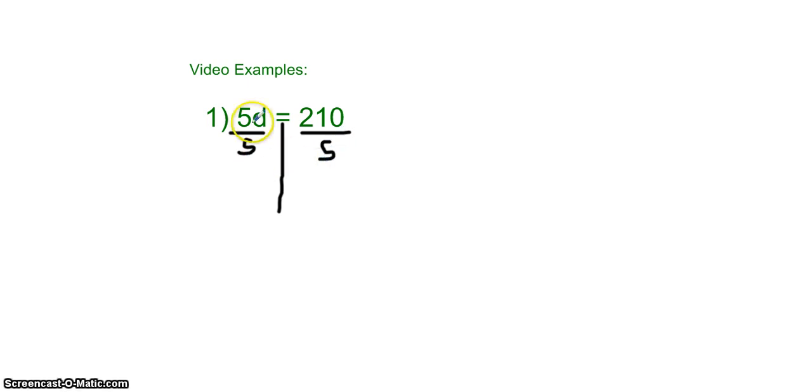5 divided by 5 is 1. So it simplifies to 1, which would be 1d. Now 1d is that sneaky 1. I do not have to write the 1 in front of the d. And d is equal to, well, let's check it out. 5 goes into 210.